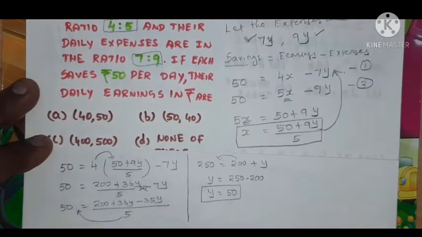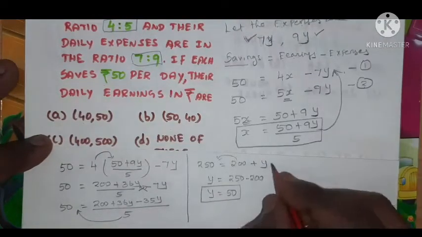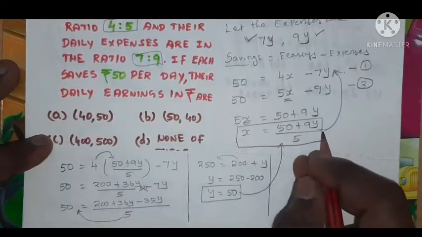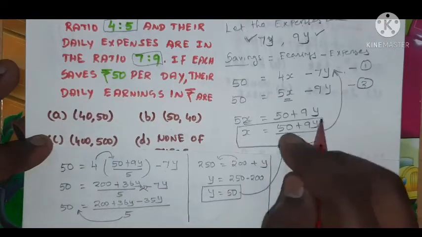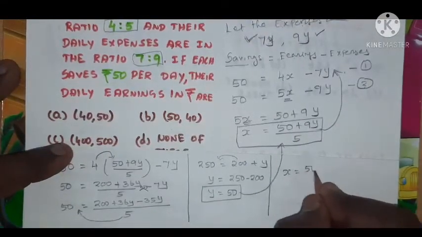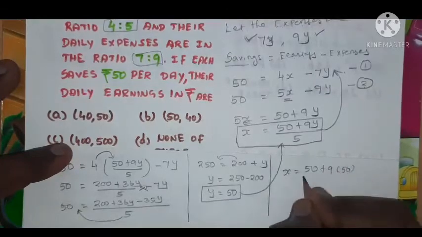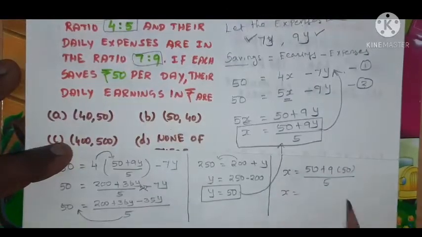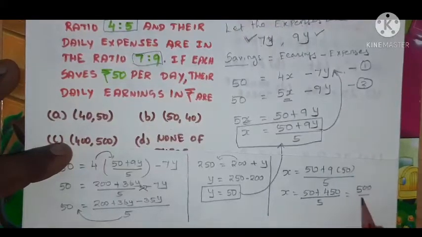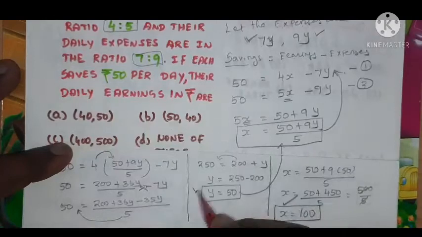So we found the value of y, right? Next, we need to find the value of x. So substitute this y value over here in this x. Substitute the value of y into x, hence we can find the value of x, right? Fine. So x is equal to 50 plus 9 into 50 divided by 5. So x is equal to 50 plus 450 divided by 5, which is equal to 500 divided by 5. By cancelling this, x is equal to 100. So we found the value of x as well as y.